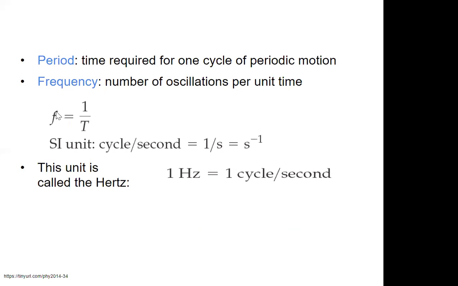We use the f. The symbol for the period is the capital T. Okay, usually capital T means period and small f means frequency. Okay, they are inverse of each other. SI unit for frequency is 1 cycle per second, or 1/second, or second inverse. It also has its name, called hertz, symbol capital H, small z, hertz. Okay.